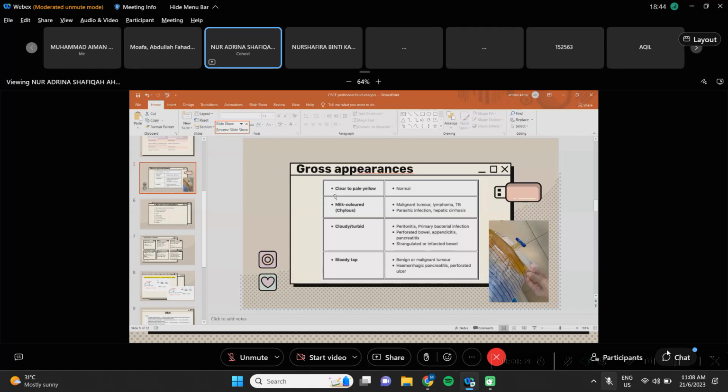And then we can also have milk colored or colorless. Milk colored or colorless is caused by lymph that is obstructed, traumatized, or lymph vessels that are damaged. In the case of chylous formation of ascitic fluid, it can be caused by a malignant tumor or parasitic infection, anything that can cause lymphatic damage. So it is from the lymphatic drainage.